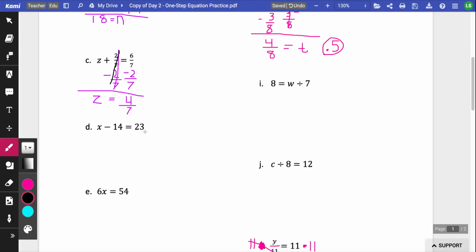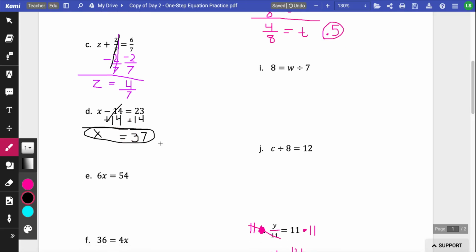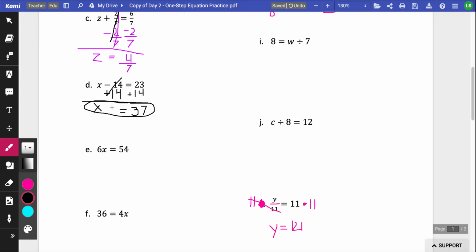Moving right along, D is a subtraction equation. In order for me to isolate this variable, I need to add 14, and this cancels out, and add 14. And as you can see here, this is very tedious or difficult to do with Kami. So my best advice to you while you're working on these pages at home while we are doing our distance learning is just to get out a piece of paper and check your answers with the video or hop onto Google Meet if you have questions. So x equals 37 for D.